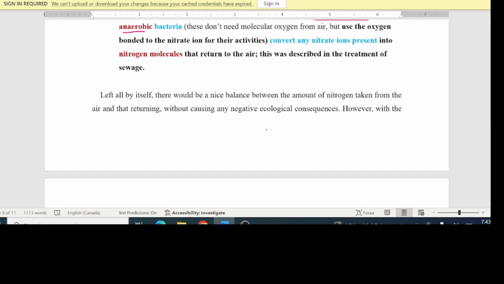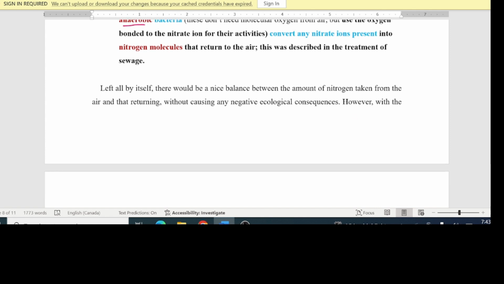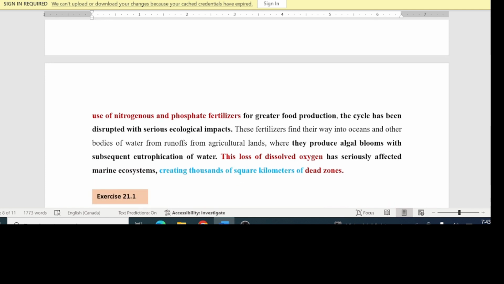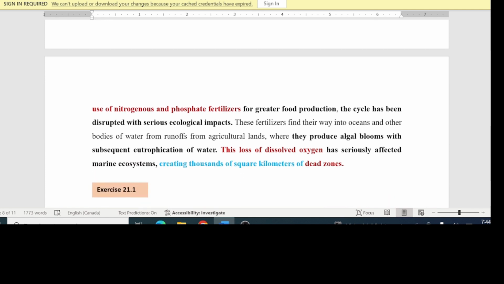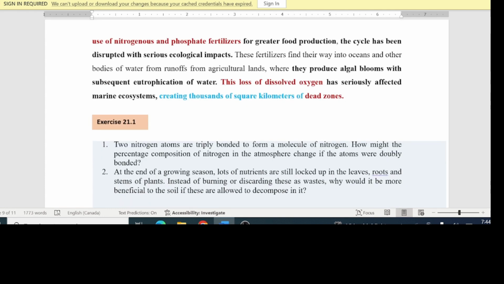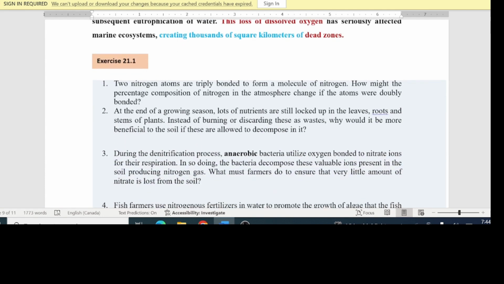So we're saying here, left all by itself, there will be a nice balance between the amount of nitrogen taken from air and that returning, without causing any negative ecological consequences. However, with the use of nitrogenous and phosphorus fertilizer for greater food production, the cycle has been disrupted with serious ecological impacts. These fertilizers find their way into oceans and bodies of water from runoff from our agricultural lands, where they produce algal blooms with subsequent eutrophication of water. The loss of dissolved oxygen has seriously affected marine ecosystems, creating thousands of square kilometers of dead zone. So that was the nitrogen cycle and some of the implications of making man-made fertilizers.